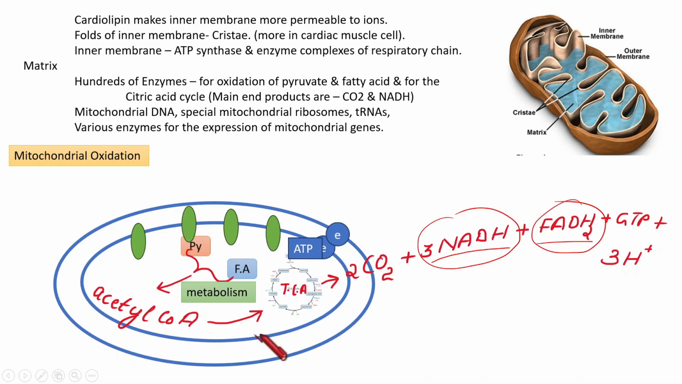Don't think that it's a very simple process. The metabolism of pyruvate and fatty acid is itself a complex process. The TCA cycle is another important process, and after all these processes, these substances form. Again, this is another important complex process, and completing it results in the formation of ATP. Whatever we are eating, ultimately what is generated? ATP. And who is generating this ATP? It is the mitochondria. That is why mitochondria is called the powerhouse of our cell. Okay, clear?